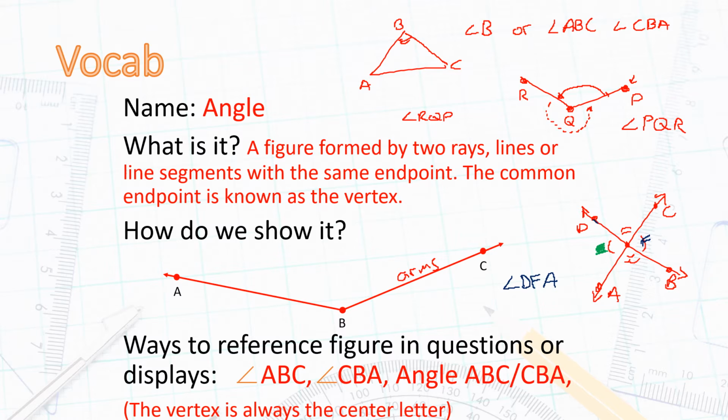So that would be DFA. I'm talking about that angle in there. So just keep that in mind when you are naming your angles: 3 letters, and the middle letter is the vertex.